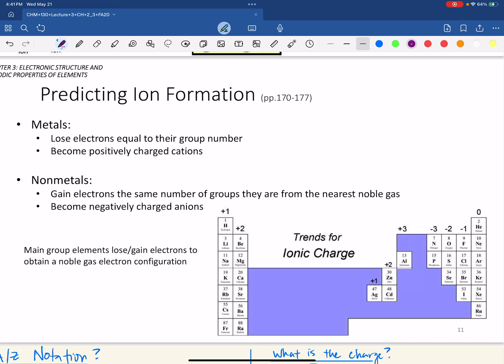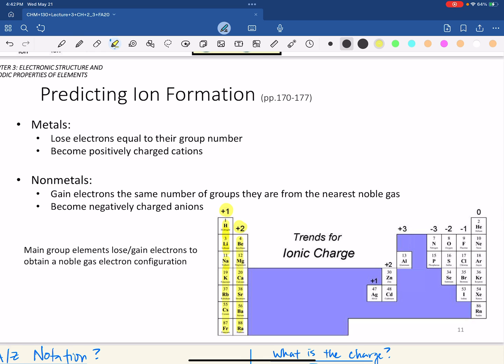Metals lose electrons equal to their group number and become positively charged ions. Some of the metals that are always the same: group 1 is always 1 plus, so every one of these, when in an ionic compound, is going to be 1 plus. Group 2 is going to be 2 plus. Every one of these is going to be 2 plus when in an ionic compound. I want to emphasize when in an ionic compound. Hydrogen, for example, by itself is not 1 plus. Only when it is in an ionic compound with a negative charge.